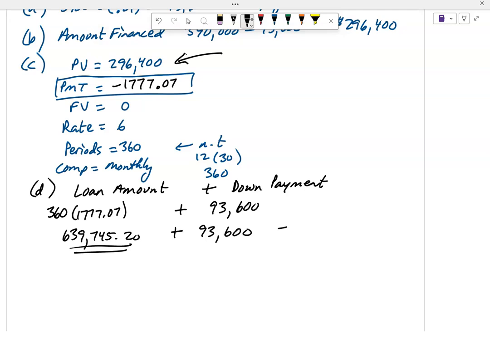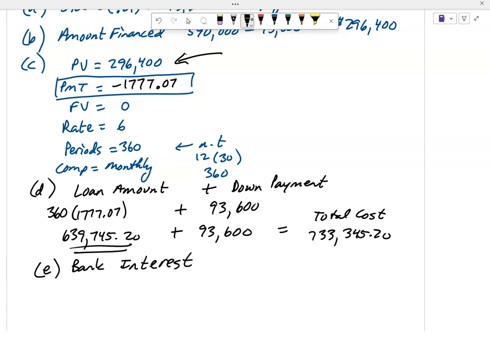So you add the two together, and the total cost of this house, because of all the interest you paid, is $733,345.20. So if I was just asking what the bank got in interest off of you? So depressing to even calculate this. Remember, you paid $639,745.20 when you made all 360 payments. The bank only gave you a loan for $296,400. They're upfronting you that much money, right?